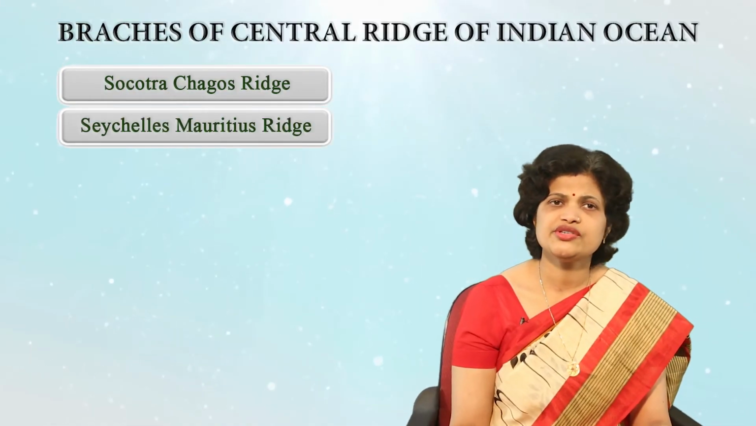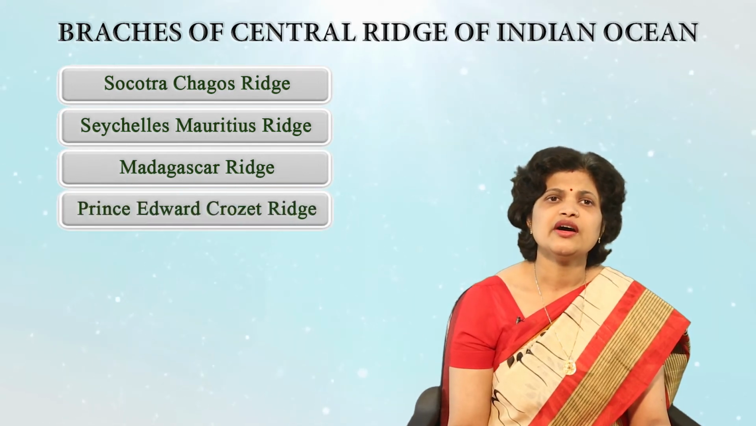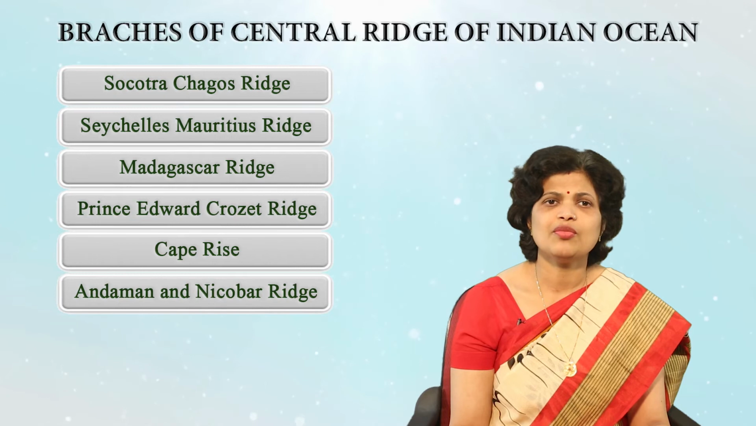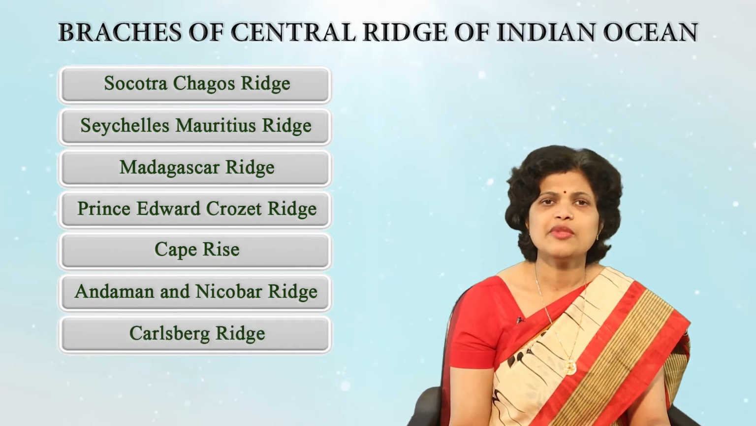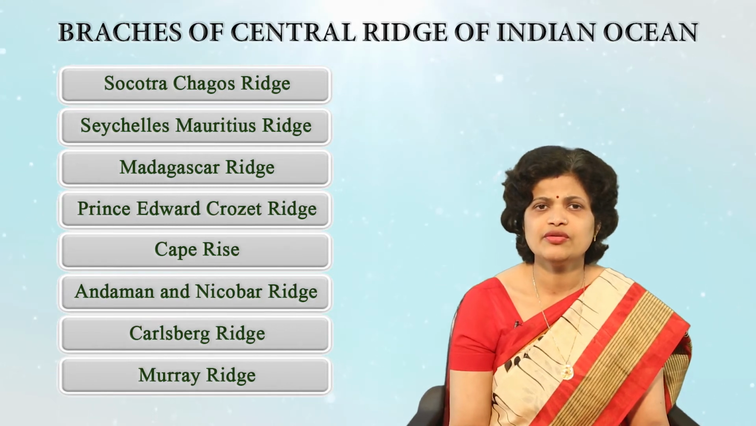Similar to the Atlantic Ocean, there are several branch ridges from the main central ridge, as given in the slide: Socotra-Chagos Ridge, Seychelles Mauritius Ridge, Madagascar Ridge, Prince Edward Crozet Ridge, Cape Price, Andaman and Nicobar Ridge, Carlsberg Ridge, Murray Ridge. You must locate these ridges in the figure over here, and if you don't find most of the ridges in the figure, don't get disappointed.